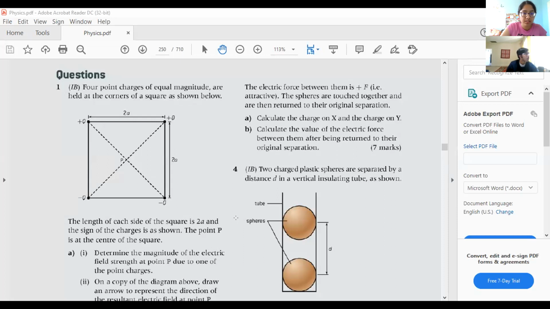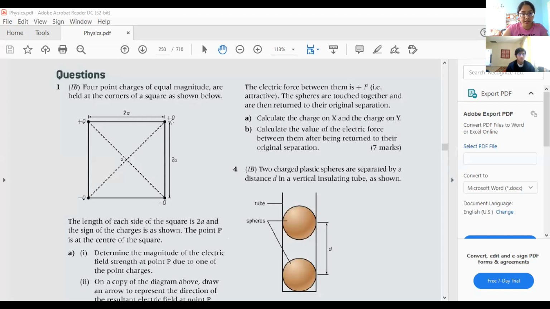Four point charges of equal magnitude are held at the corners of a square shown below. The length of each side of the square is 2a, and the sign of the charges is as shown. The point P is at the center of the square. Determine the magnitude of the electric field strength at point P due to one of the point charges.